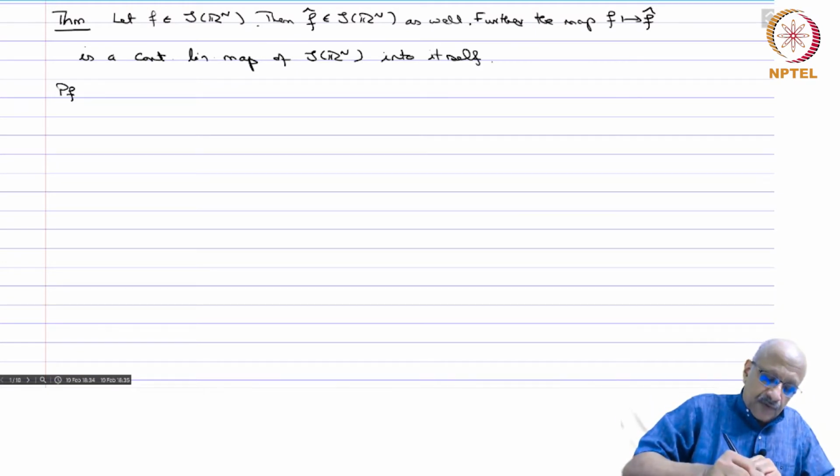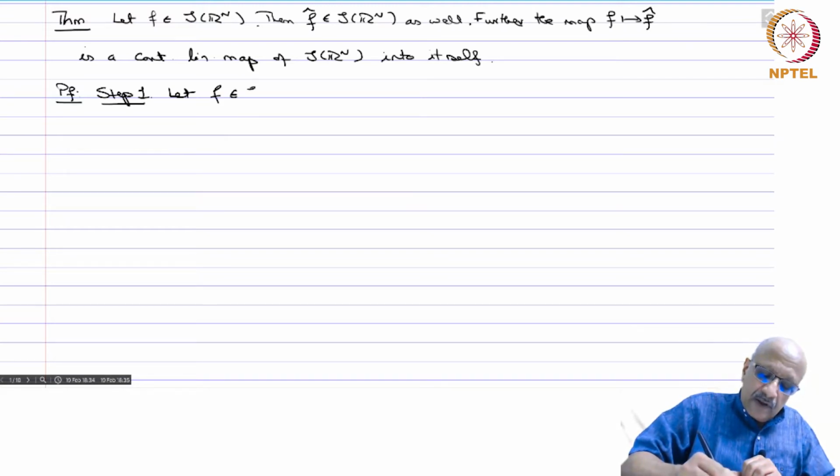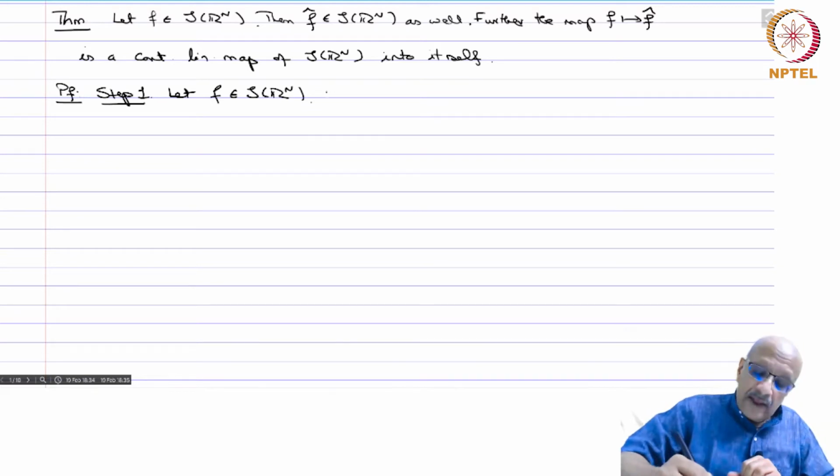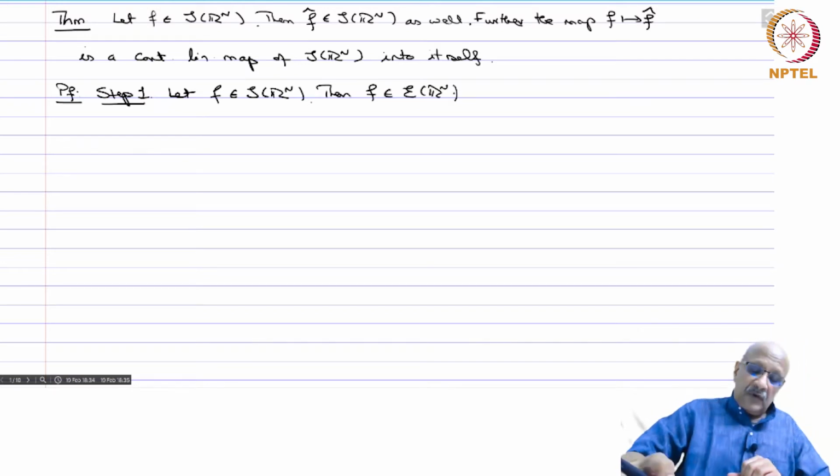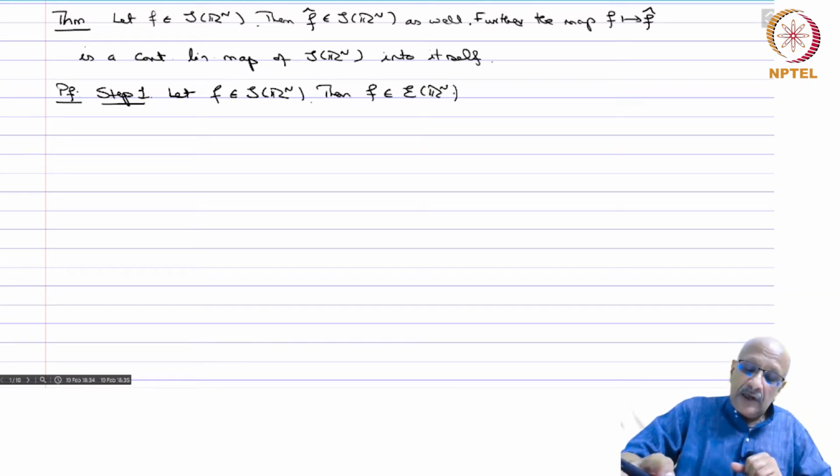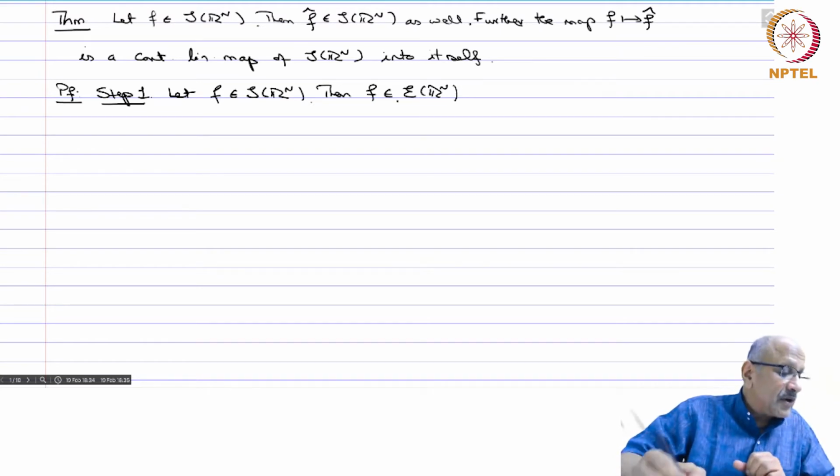So, proof. We will do it in some steps. Step 1. Let f belong to S of Rn, then f belongs to E of Rn. So as a first step, if it's going to belong to S of Rn, it better belong to E of Rn. So we are going to show first that f hat belongs to E of Rn.